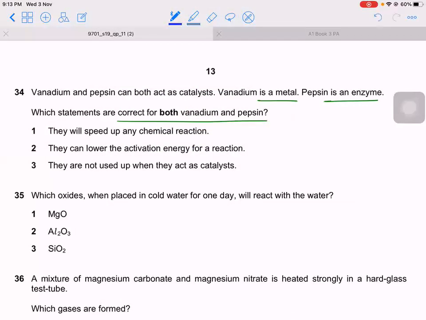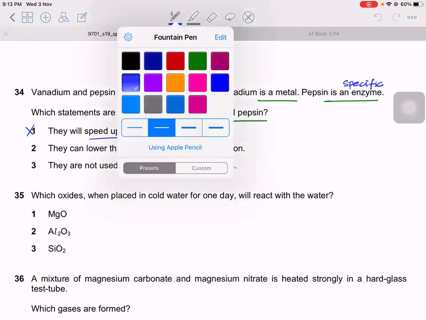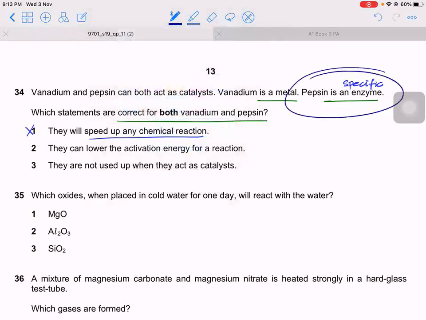They can catalyze any reaction. No, that's not true because enzymes are specific. Pepsin will only act at a specific structure or compound. Enzymes are specific. They have specific active sites. They will only catalyze certain reactions. If 1 is wrong, answer is always C.